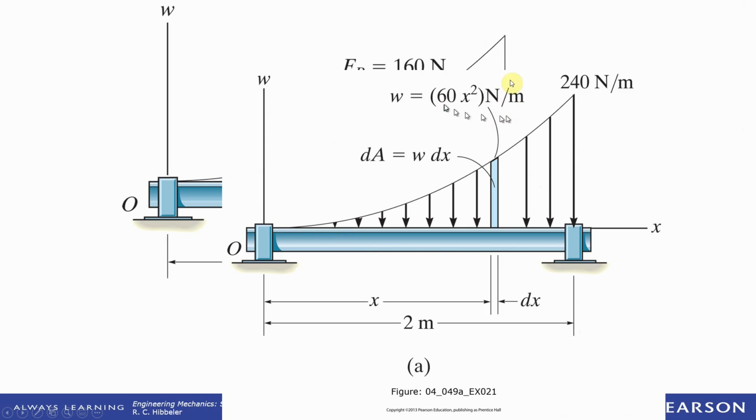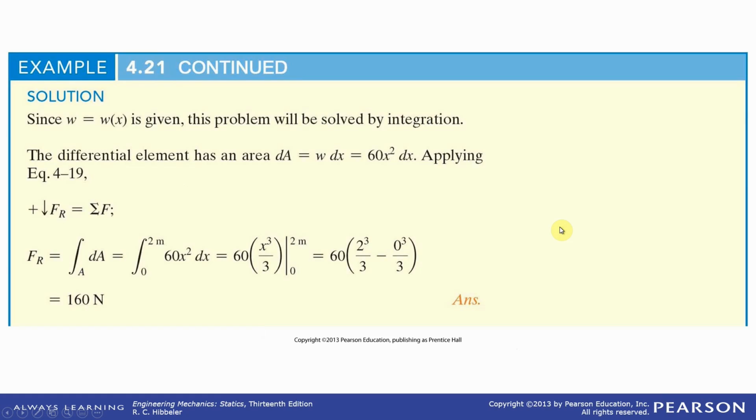W is 60x squared newtons per meter, to a maximum of 240 newtons per meter. And dA is W dx. Here's dx, here's distance. So the force is the area under the curve: the integral from 0 to 2 meters of 60x squared dx.